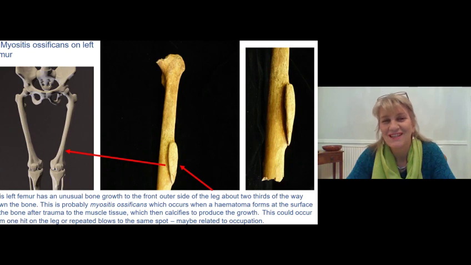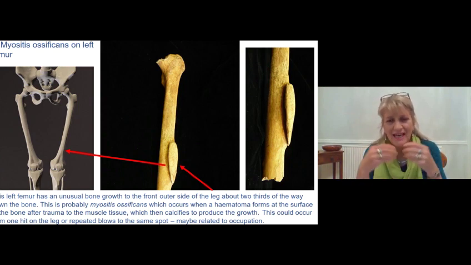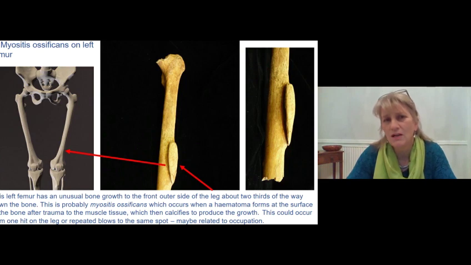This is myositis ossificans, usually caused when there's been a hematoma, a sort of blood blister, forming by the surface of the bone, which again causes the bone to grow in a strange way. So it's formed this really large lump, which looks really quite nasty, but it's not actually particularly dangerous. It's certainly not a cancer or anything like that.